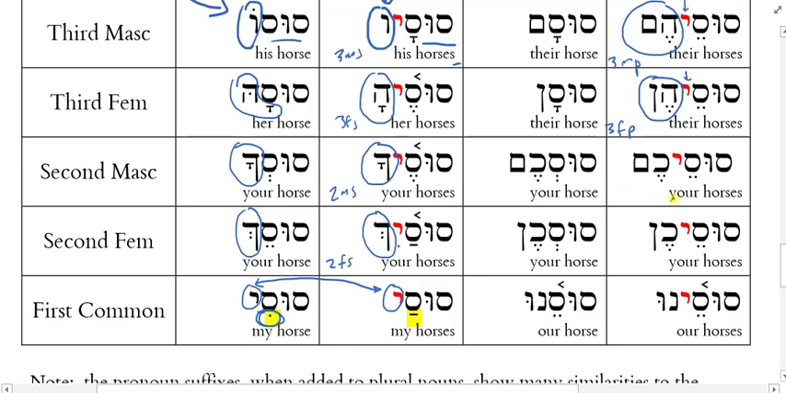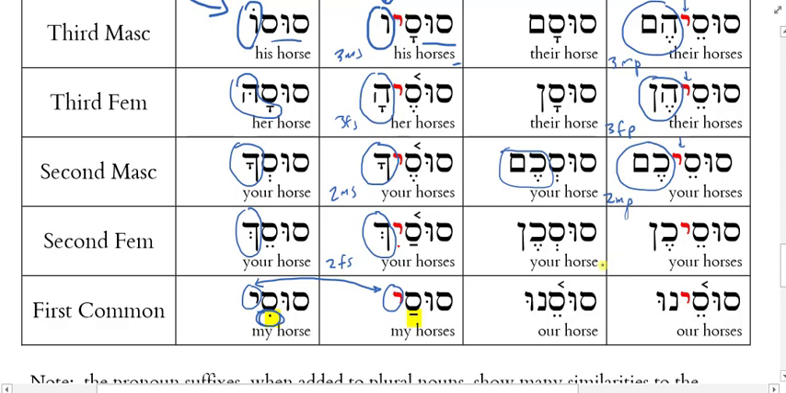Look at the way to say your horses, and it's a male you, 2MP. All right, it's susechem, with the yod before, and compare that with your one horse, susechem. There's no yod here. They're both the same pronoun, chem, right? But this one has the yod before it, this one doesn't. So that's plural, your horses.